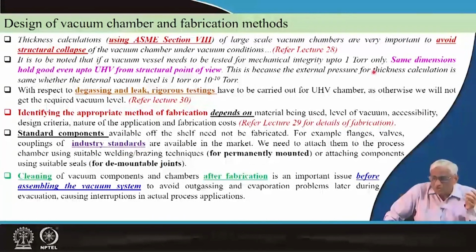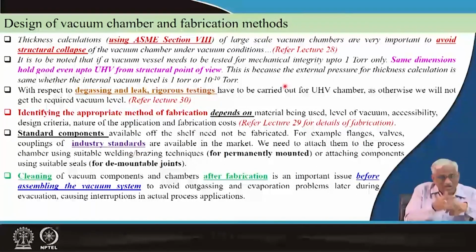Then you have to also see the structural strength. If it stands up to 1 torr, I told you that earlier in classes, if it stands 1 torr, 760 minus 1 is the same as 760 minus not 1. So, mechanical strength is done. You do not have to unnecessarily do strength calculations for 10 power minus 6 torr.